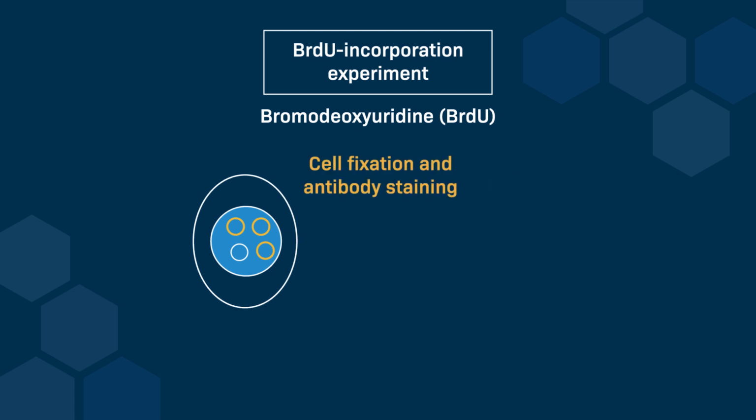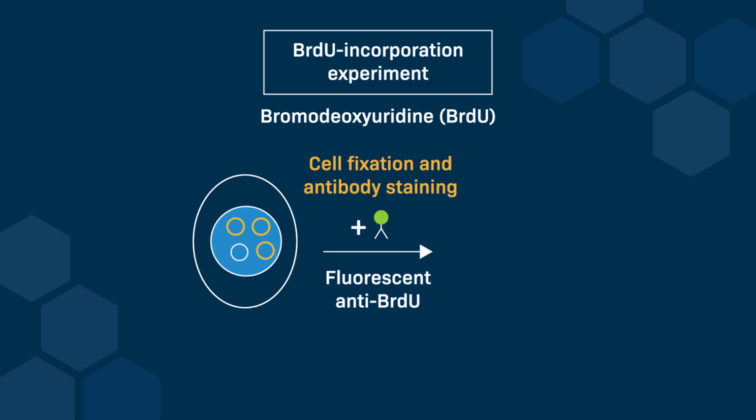Cell fixation involves treating the cells with a fixative agent that kills the cells while preserving them in the state that they were in at the end of the chase. After fixation, the cells are permeabilized, and the fixed, permeable cells are incubated with an antibody that specifically recognizes BrdU, which is referred to as anti-BrdU. This permeabilization allows the antibody to penetrate the cells and enter the nucleus.